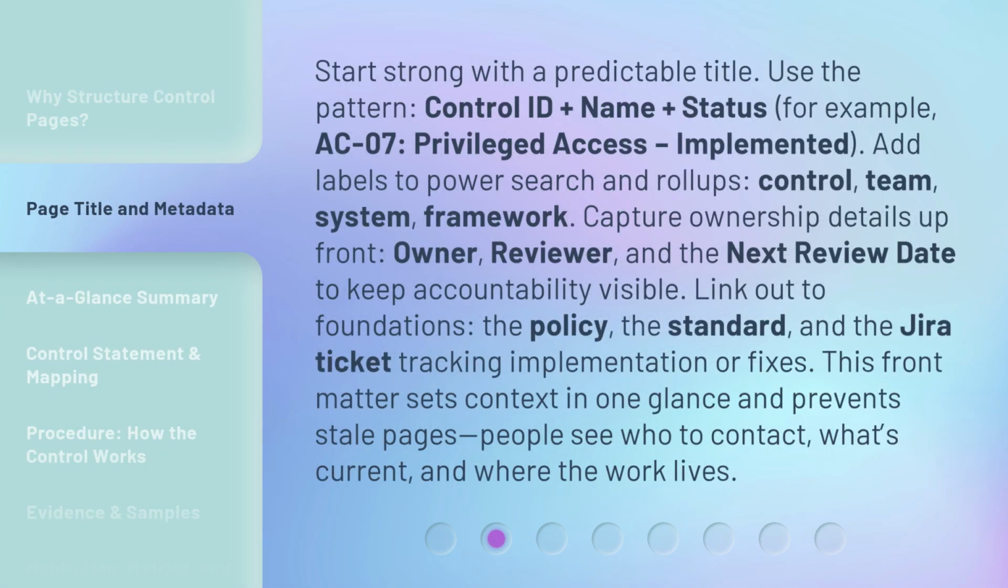Start strong with a predictable title. Use the pattern: Control ID plus name plus status. For example, AC07, privileged access, implemented. Add labels to power search and rollups: control, team, system, framework. Capture ownership details up front: owner, reviewer, and the next review date to keep accountability visible.